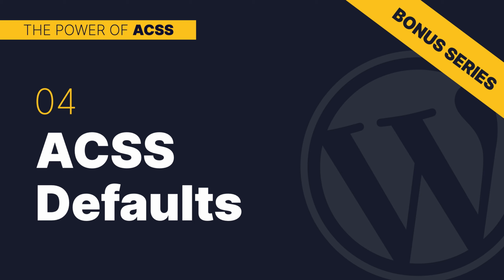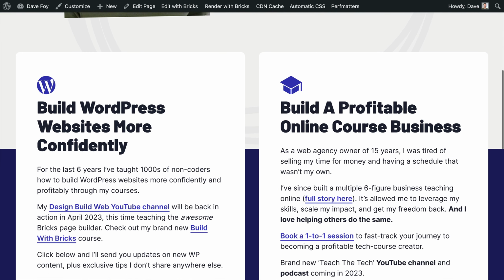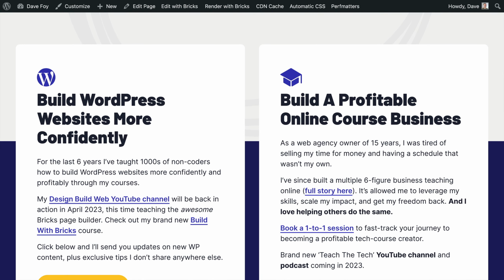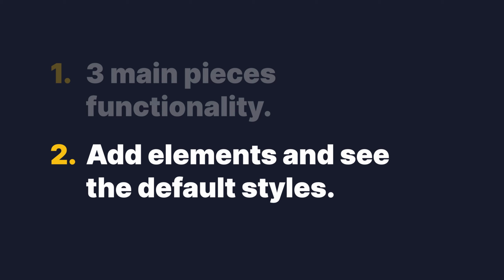With everything now set up and ready to go, in this lesson, you'll learn how ACSS styles your elements by default. A reminder, we're going to be recreating my very simple homepage in this mini course, just because this provides me with a lot of opportunities to teach all the major aspects of ACSS. First, I'm going to explain the three main pieces of functionality that ACSS provides, the first of which we're covering in this lesson. And then we'll add elements to a fresh new page and see how ACSS automatically styles them for us.